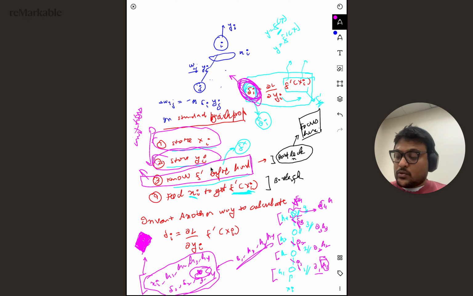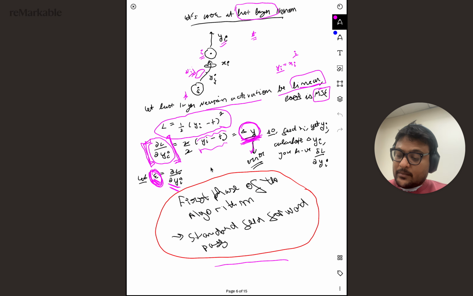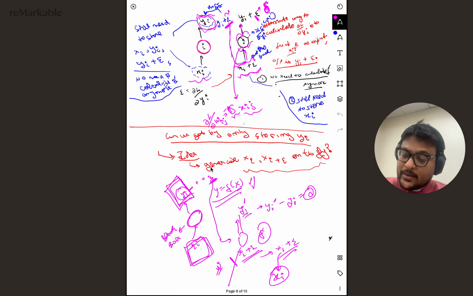So is there a way to solve this limitation, namely that you still have to store xi in memory to be able to do the second phase of the algorithm, where you feed xi plus epsilon, which you could not get without storing xi in memory first?